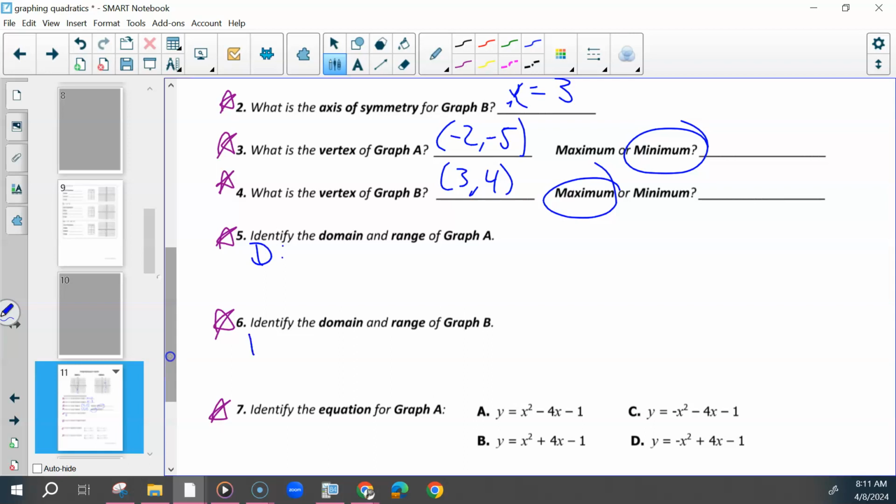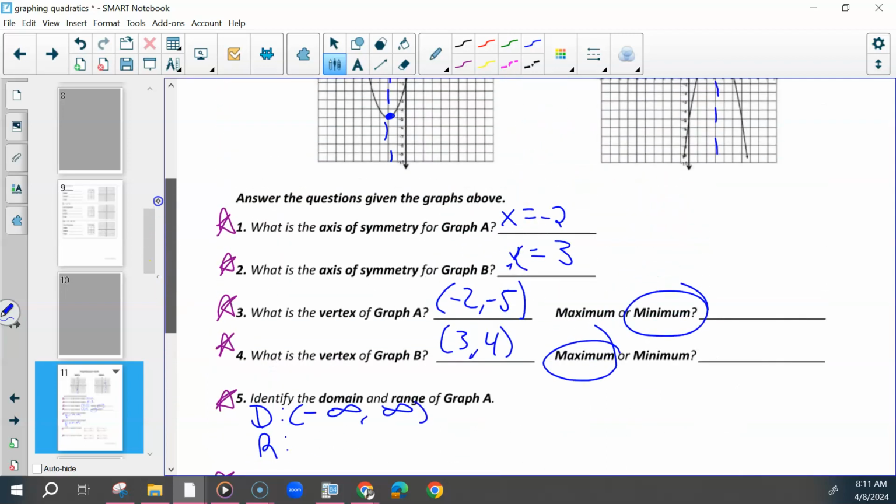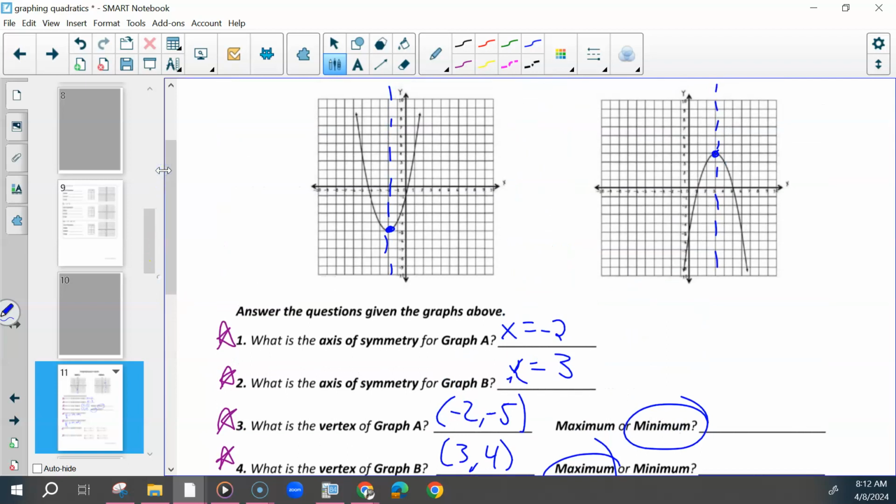The domain for both of these is going to be what? Negative infinity to positive infinity. But the range is going to be different. So the range of graph A, that's lowest to highest, where does that start? Where does that end? -5, your y value starts at -5. Where does it end? Infinity.